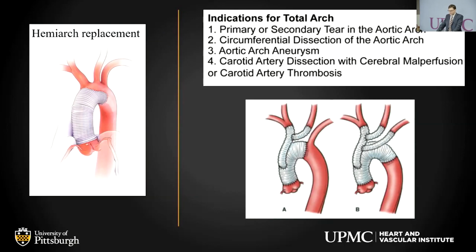Some general comments. The hemiarch replacement can be done in the majority of patients, roughly about 65% in our data. This involves a replacement of the lesser curvature of the aortic arch without the need for any arch vessel debranching. However, the remainder of patients require a more extensive operation, a total arch replacement. At our institution, this is done for 4 primary indications. Any tears involved in the aortic arch, circumferential dissection of the aortic arch, any concomitant arch aneurysm, and carotid artery dissection that is causing cerebral malperfusion that may or may not be associated with a static obstruction from a carotid artery thrombosis.